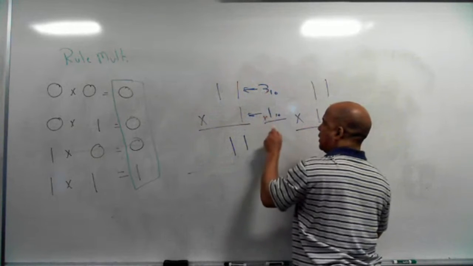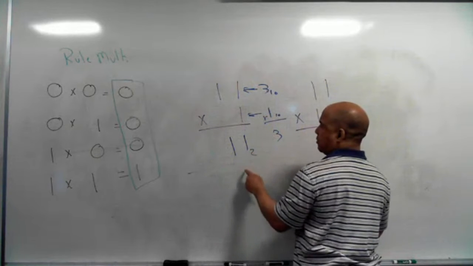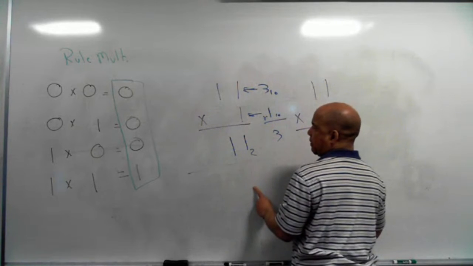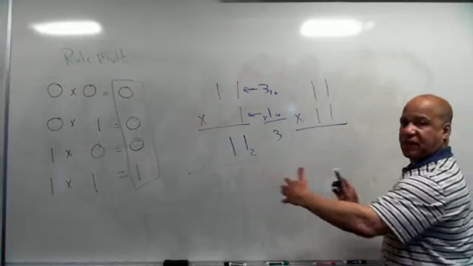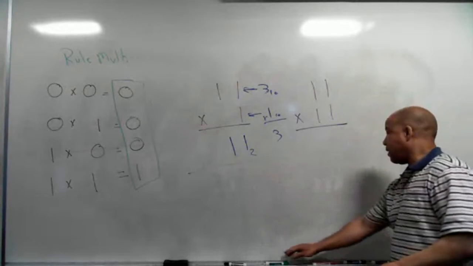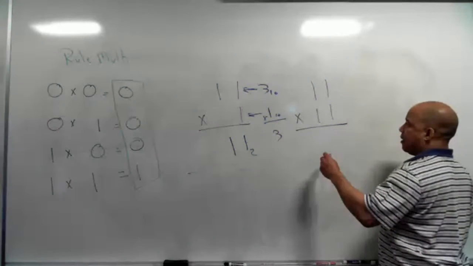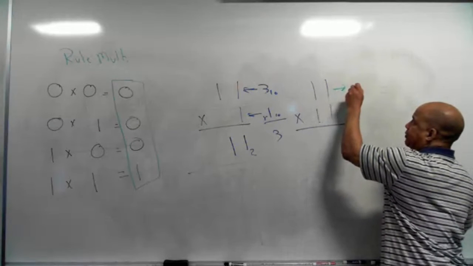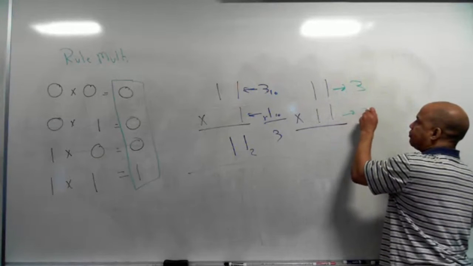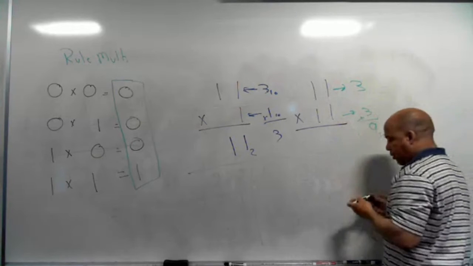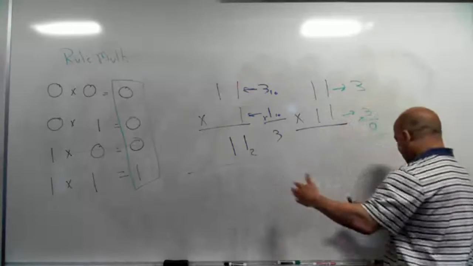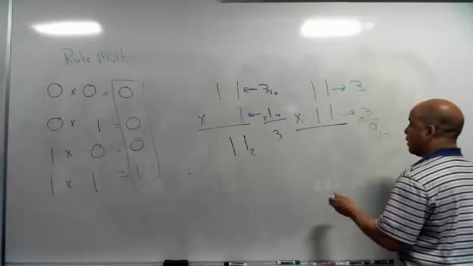So 3 times 1 is a 3. 3 times 1 is a 3 in binary. Pretty simple. This one, you've got to be careful, though. You've got to do that shifting. You've got to shift over to the left. So when I do this, this, of course, is 3 times 3, which is a 9 in our number system. But the way you do it in binary, you've got to shift the columns over to the left.